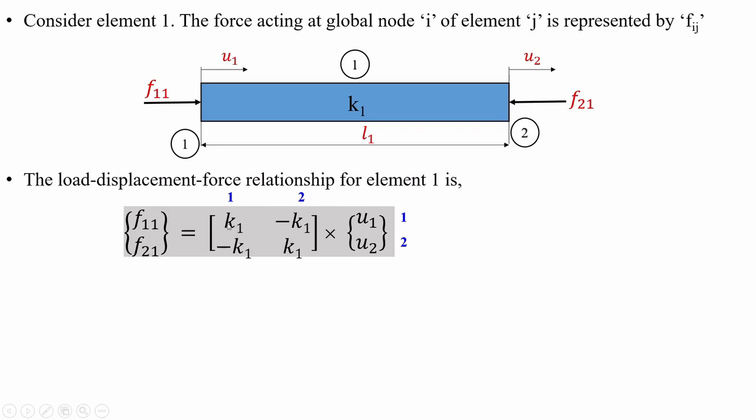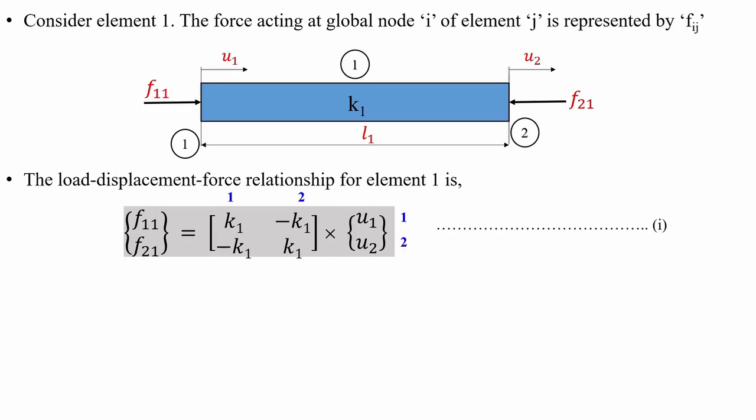So here you can see this column of the stiffness matrix belongs to node number 1. Similarly, this one belongs to node number 2. Similarly, each row belongs to each node. So the first row belongs to node number 1, whereas the second row belongs to node number 2.